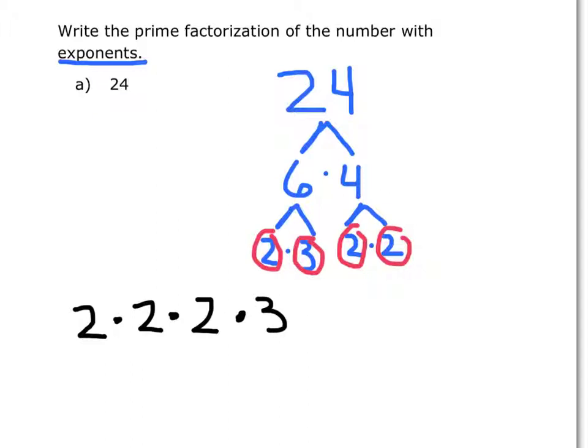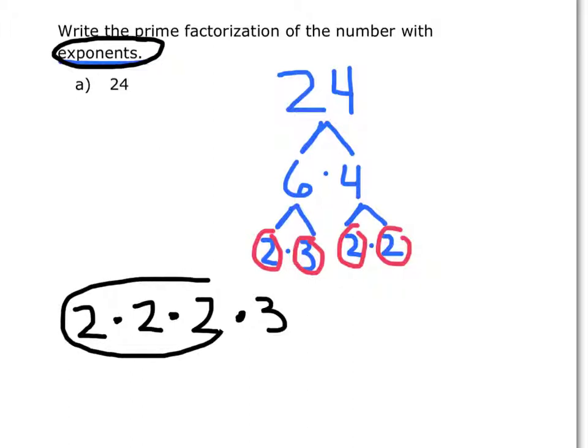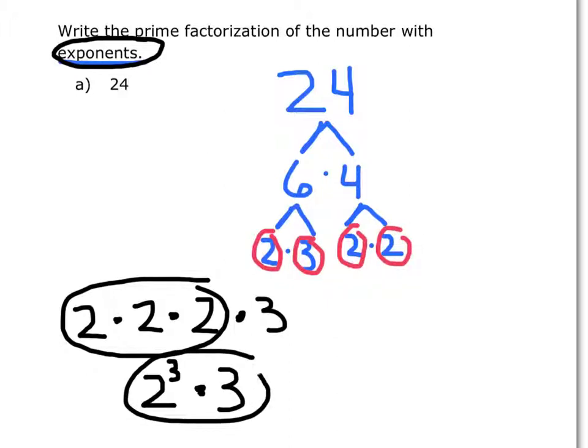But notice it said write the prime factorization using exponents. Okay, so how I'm going to use exponents is I have 3 2's here. So I'm going to rewrite these 3 2's as 2, which is my base, to the third power. Okay, there's 3 2's, so I have 2 to the third power times, I have this 3 left over back here, times 3. So that's the prime factorization using exponents.